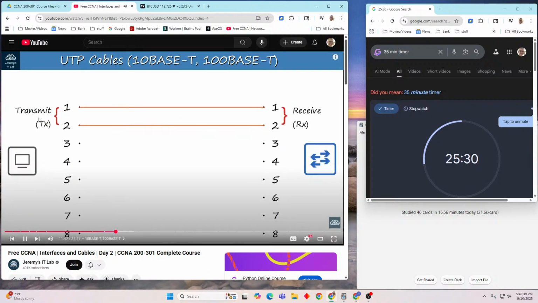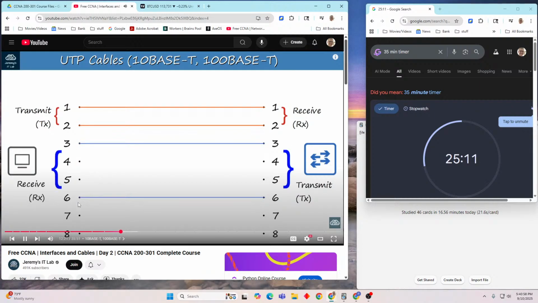There's an important point to remember here. The network interface card on a PC or server transmits data on pins 1 and 2, and the interfaces on a switch receive data on pins 1 and 2. Now, the next pair that is used in a 10BASE-T or 100BASE-T cable is not 3 and 4. It's 3 and 6. And of course, the function of each pin is opposite of the pair on pins 1 and 2. On the switch, pins 3 and 6 are used to transmit data, and on the PC, pins 3 and 6 are used to receive data.